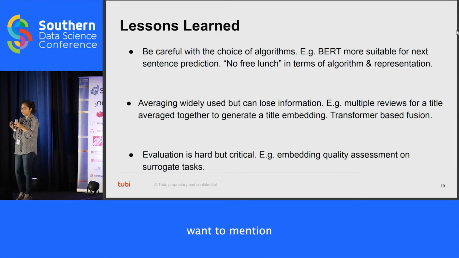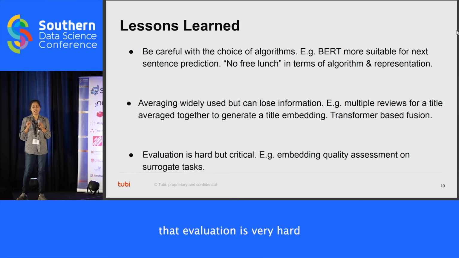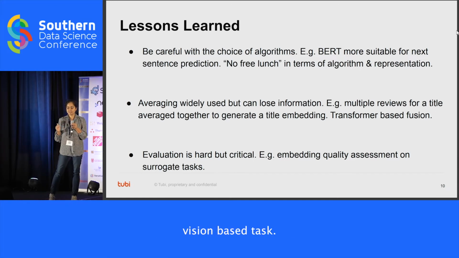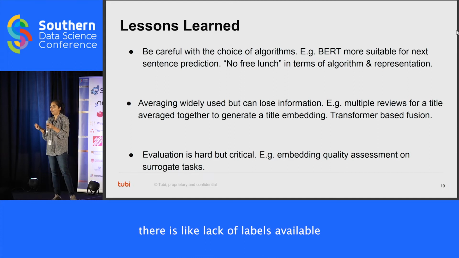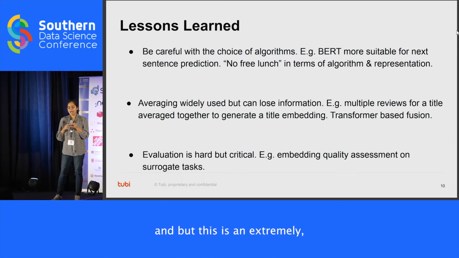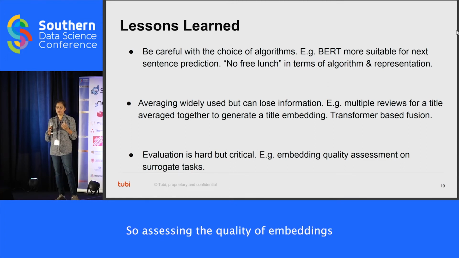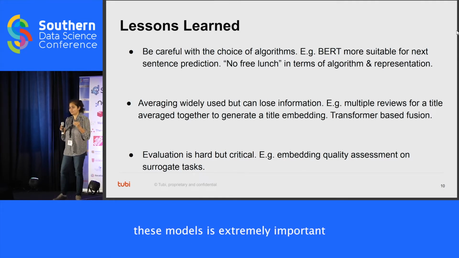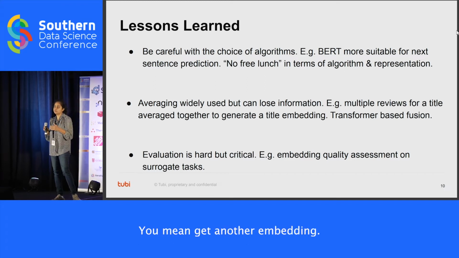Last but not the least, I want to mention that evaluation is very hard, but extremely critical. Especially for natural language processing and computer vision based tasks, you will see that there is a lack of labels available, but this is an extremely critical task. Embeddings help power a lot of downstream applications, not just recommendations, but also cold starting, maybe also content acquisitions. So how do you evaluate the quality of the embeddings that you get out of these models is extremely important, because you may change some parameters and you may get another embedding.